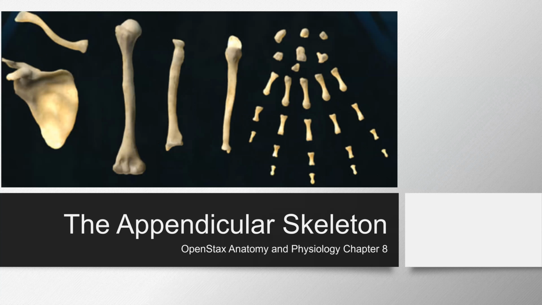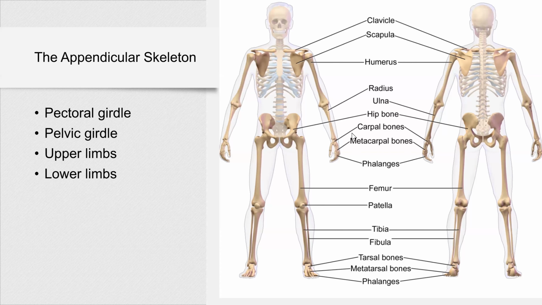Now your skeleton is divided into axial and appendicular parts. Please watch a previous video where we cover the axial skeleton, and today we will talk about the appendicular part. The appendicular skeleton is made of upper limbs and lower limbs, so that's your arms and legs, and also what we call girdles. We have the pectoral girdle that attaches the upper limbs to your axial skeleton, and the pelvic girdle attaches your lower limbs to the axial skeleton, right?